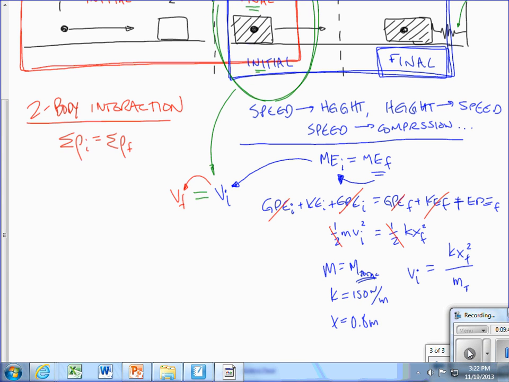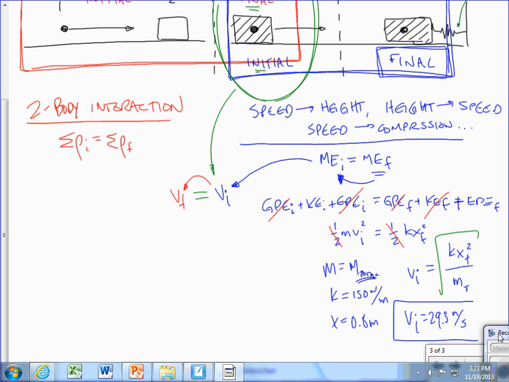Yeah, it helps to take the square root. 857, square root of 857 is 29.3. All right, so the initial 29.3 meters per second. Now, what speed was that? Well, that's this speed right here.